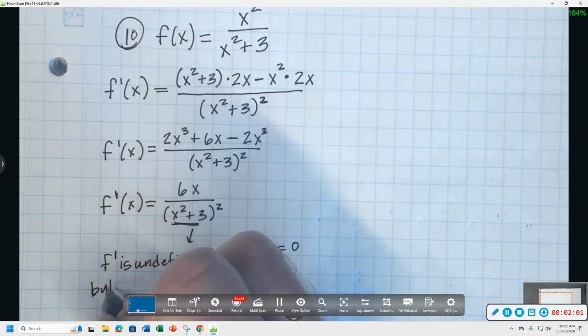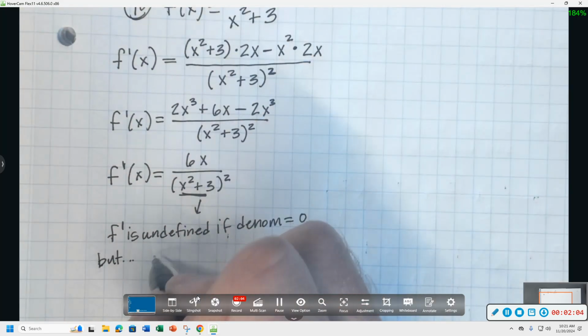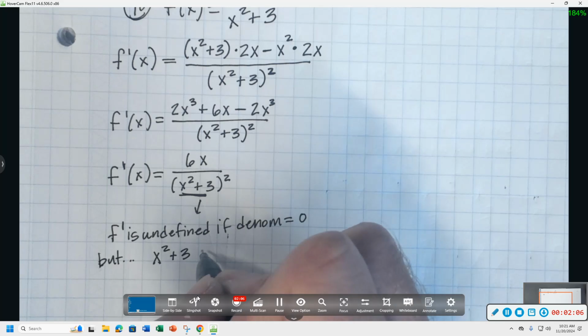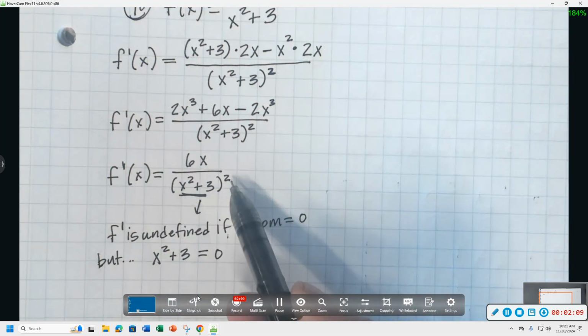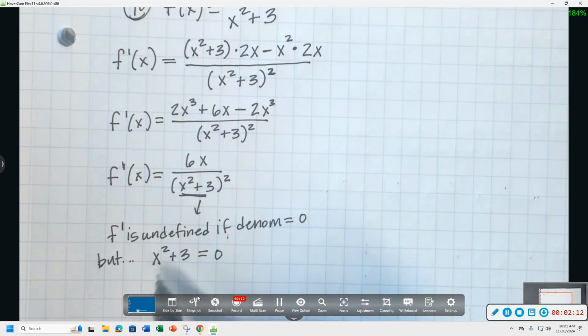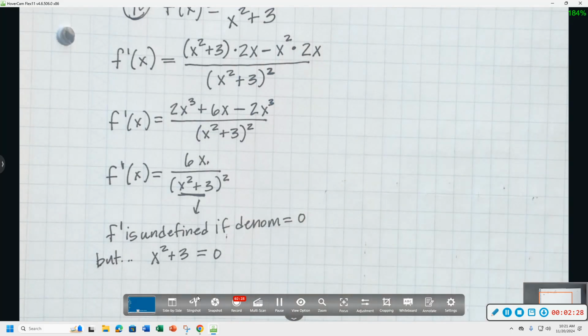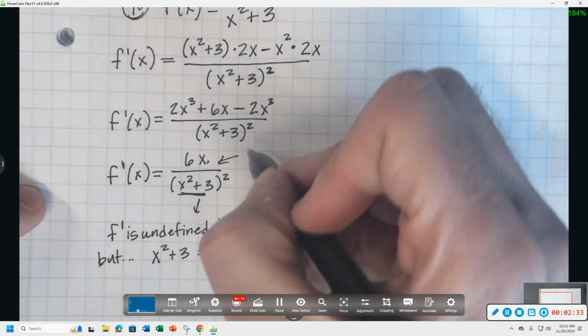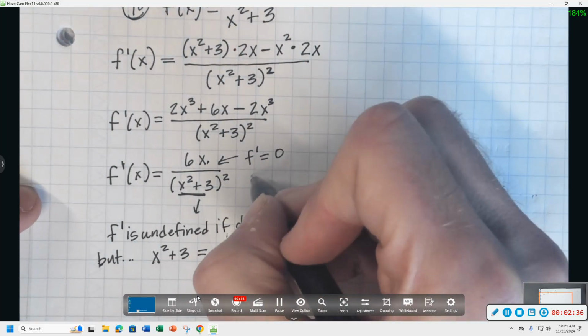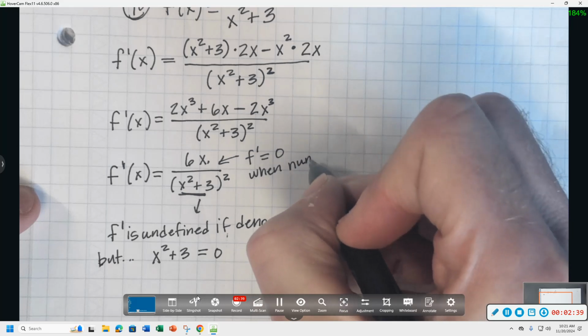But when I look at this, x squared plus 3 would have to be 0. I'm squaring it, but x squared plus 3 would have to be 0. Now, when I square x, it can't be a negative number. I can't get negative 3. We're dealing with imaginary numbers. That's not a thing in calc. Denominator, never going to be 0. When is the numerator going to be 0? When x is 0. So f prime equals 0 when the numerator is 0.